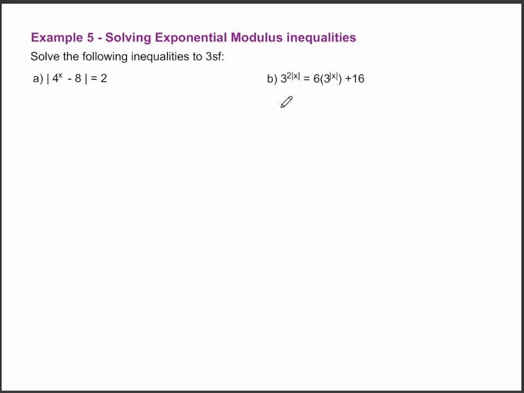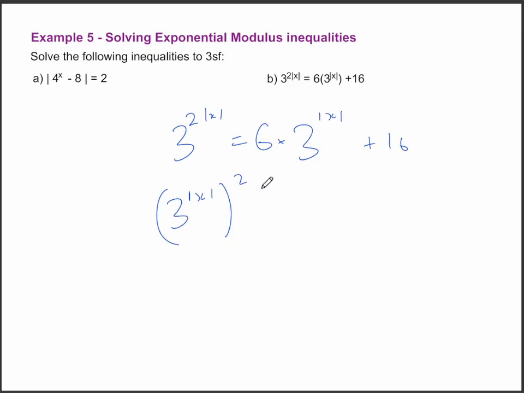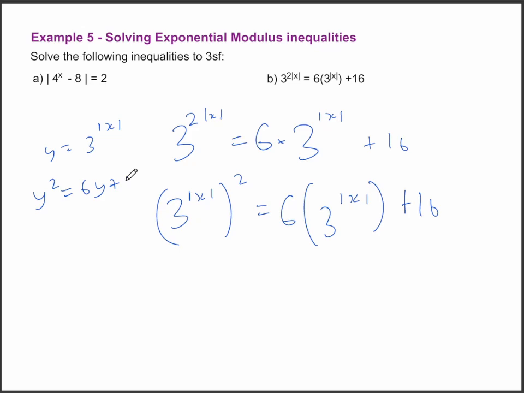Next up, we look at b. And this is similar to something we did previously, where you have 3 power 2 modulus of x equals 6 times 3 power modulus of x plus 16. If I rewrite this, I can get 3 power modulus of x, all to the power 2, equals 6 times 3 power modulus of x plus 16. And what you see here is a case of converting it into a quadratic. So we can let y equal 3 power the modulus of x, and we end up writing y squared equals 6y plus 16.